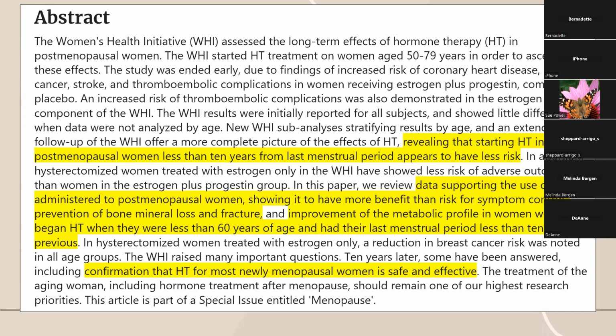They initiated hormones early. Data supporting the use of hormone therapy administered to postmenopausal women showing it to have more benefit than risk for symptom control, prevention of bone mineral loss and fracture, and improvement of the metabolic profile in women who began hormone therapy when they were less than 60 years of age and had their last menstrual period less than 10 years previous. Confirmation that hormone therapy for most newly menopausal women is safe and effective.